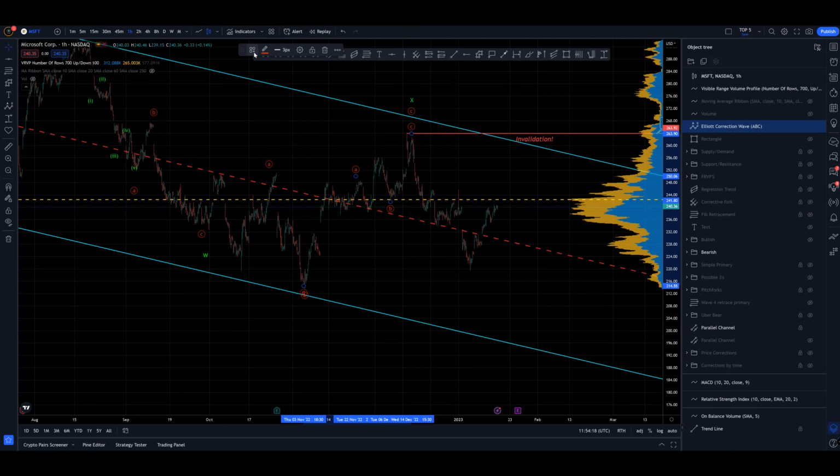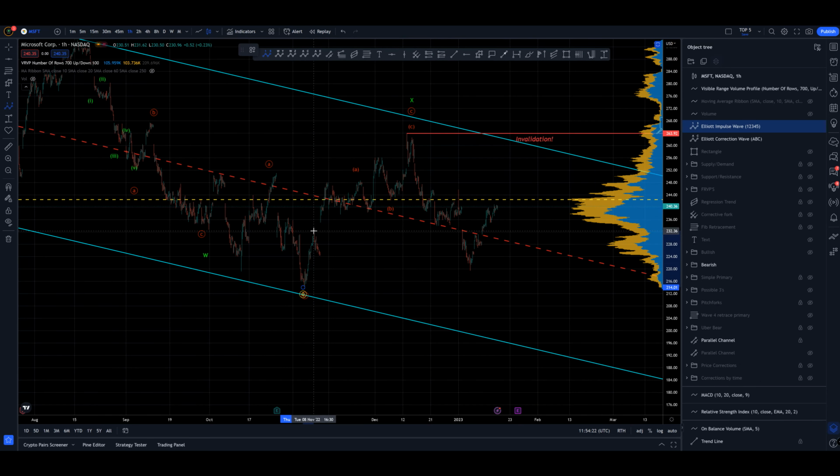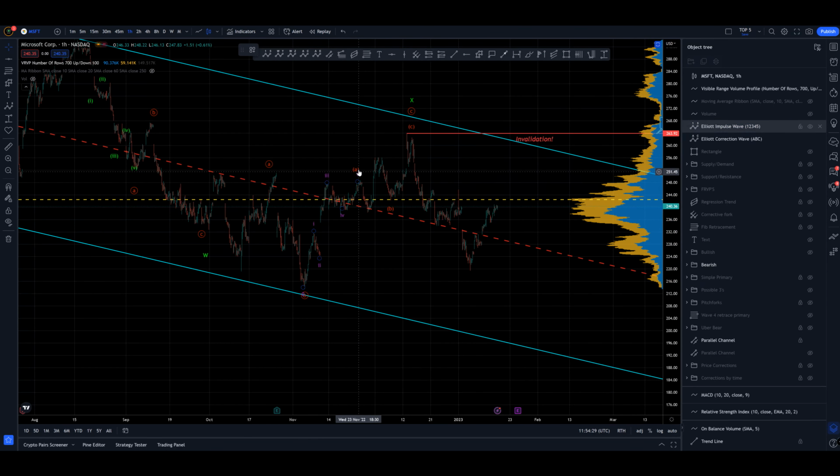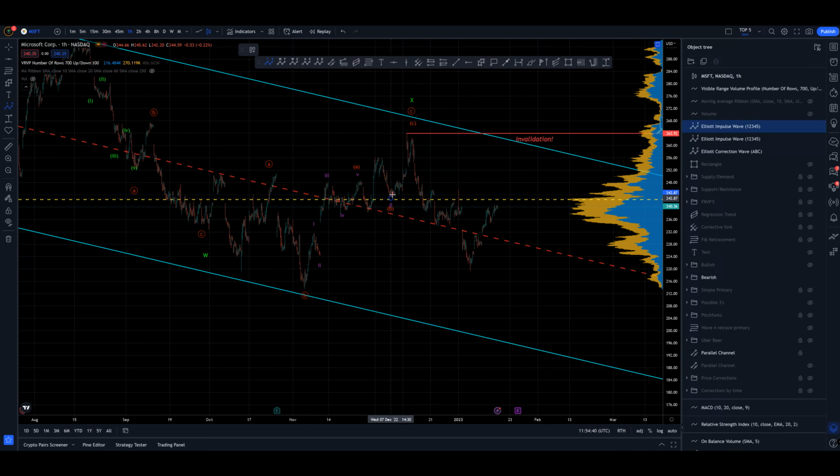Change this to minute degree, or minuette degree, excuse me. I think 1, 2, 3, 4 and 5. So that becomes sub-minuette. Bit of a weak 5. A, B, C running flat, 1, 2, 3, 4, 5. Possible truncation in the 5th of the C there, or maybe 1 2 1 2 3 4 3 4 5, whatever. 1 2 3 4 and 5.